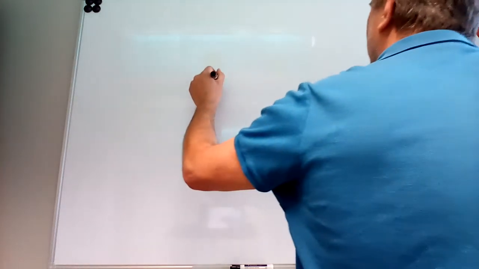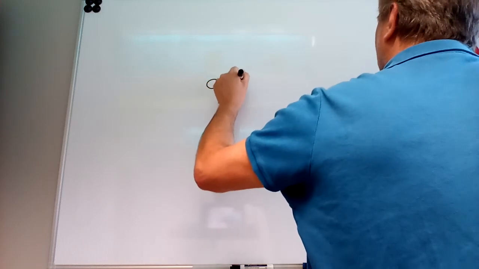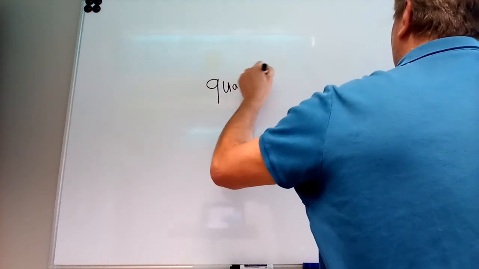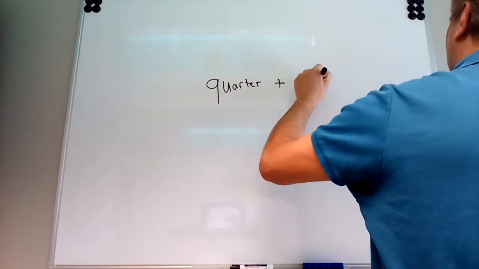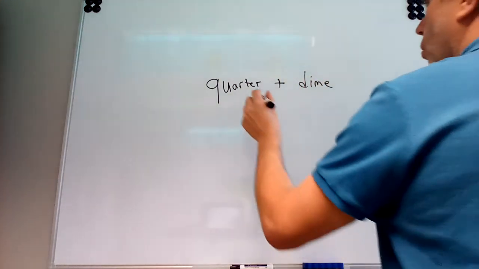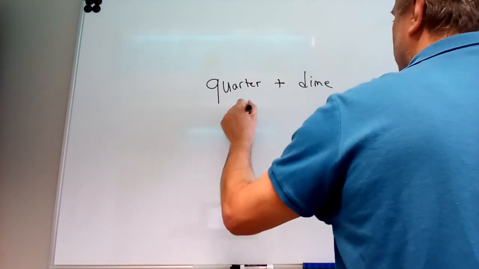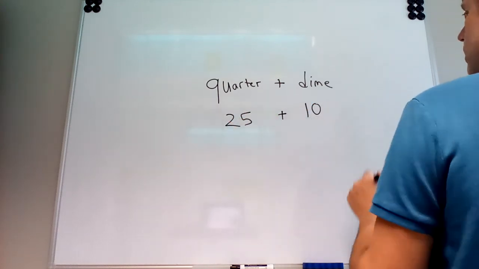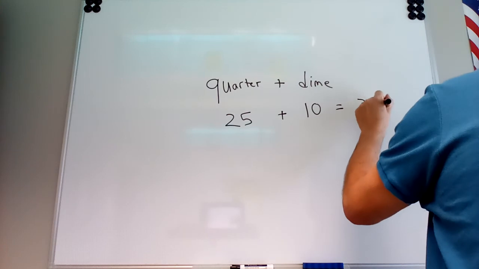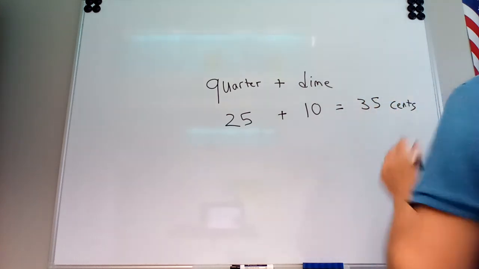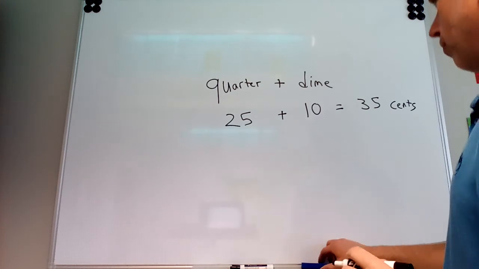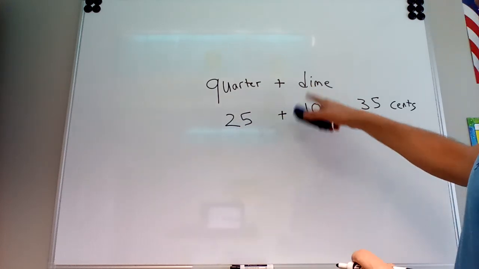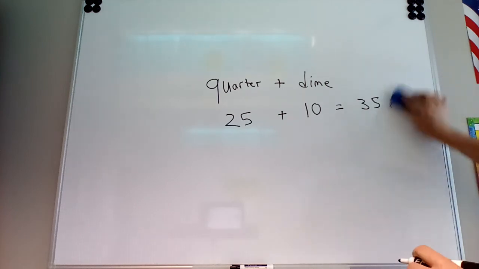Now, I said we're going over money values. What if I said I want us to add a quarter plus a dime? Well, hopefully you know now that a quarter is 25 cents and a dime is 10 cents. So we would add 25 plus 10, and that would equal 35 cents. Now later we'll learn to convert these to some decimals, but for now we can say a quarter is 25 cents, a dime is 10 cents, that equals 35 cents.